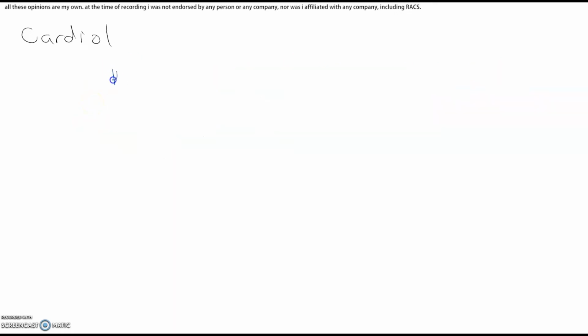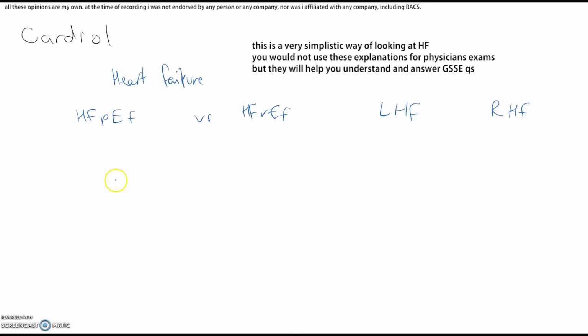There's a fair few questions on heart failure. Now, heart failure can be thought of in terms of heart failure with preserved ejection fraction versus heart failure with reduced ejection fraction, or the more classical, older school way of thinking about it, which is left-sided heart failure or right-sided heart failure. Now, both of these have a failing heart, but the difference is the way that the left ventricle has adapted to the changes within the body.